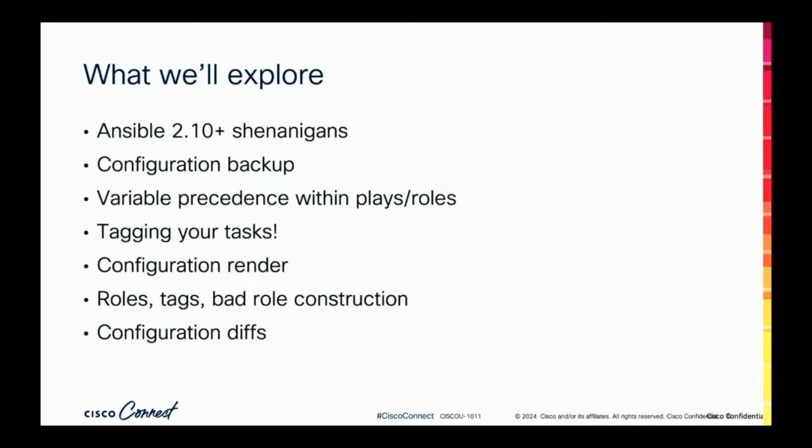So today we'll explore Ansible 2.10 and above. If you have not used Ansible in, I don't know, maybe 3 or 4 years, there are some modules that need to be downloaded. In order to make Ansible communicate with your Cisco devices, you have to download those collections. We'll talk about configuration backup, variable precedence, where we can store variables and how they can conflict with each other, tagging your tasks, and configuration rendering.